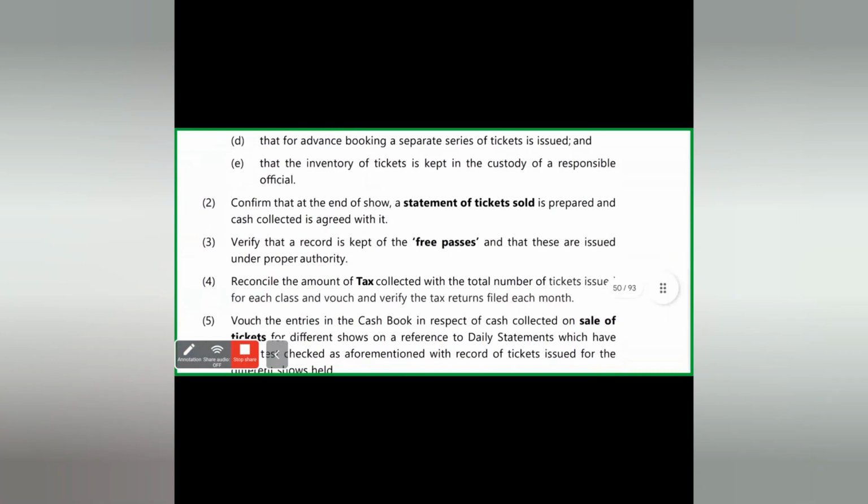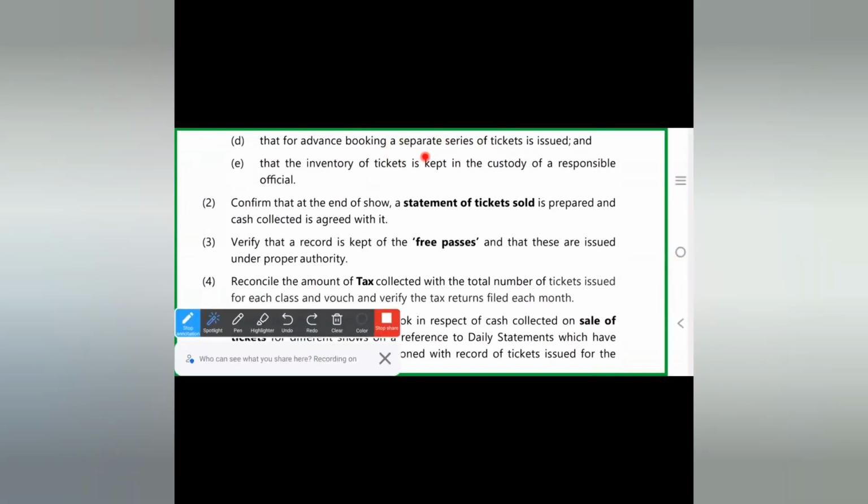Then for advance booking, a separate series of tickets has been issued. The inventory of tickets is kept in the custody of a responsible official. Confirm that at the end of the show, the statement of tickets sold is prepared and cash collected is tallying with it, that is, agreeing with it, and verify that a record is kept of the free passes and that these are issued under proper authority.